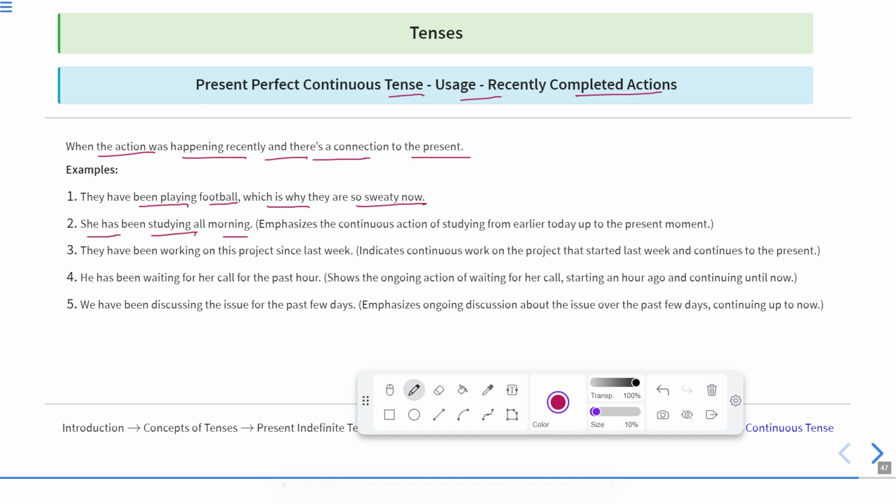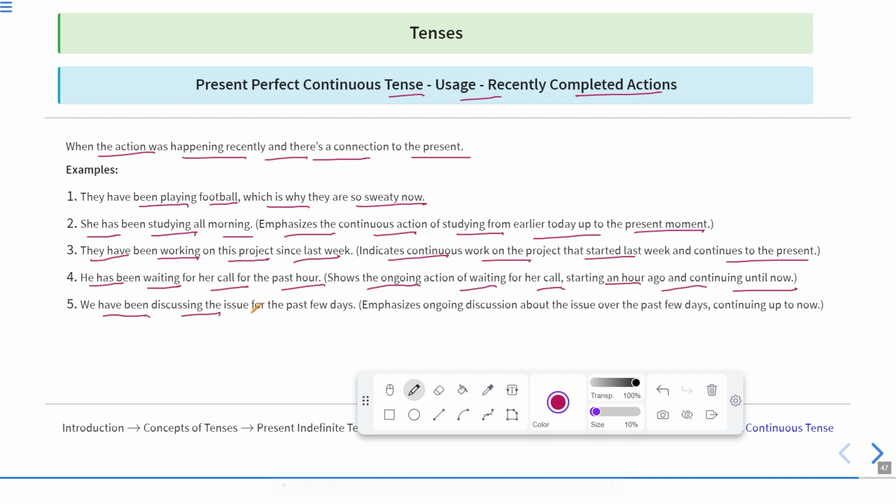She has been studying all morning, emphasizes the continuous action of studying from earlier up to the present moment. They have been working on this project since last week, indicates continuous work on the project that started last week and continues to the present. He has been waiting for her call for the past hour, shows the ongoing action of waiting for her call starting an hour ago and continuing until now.